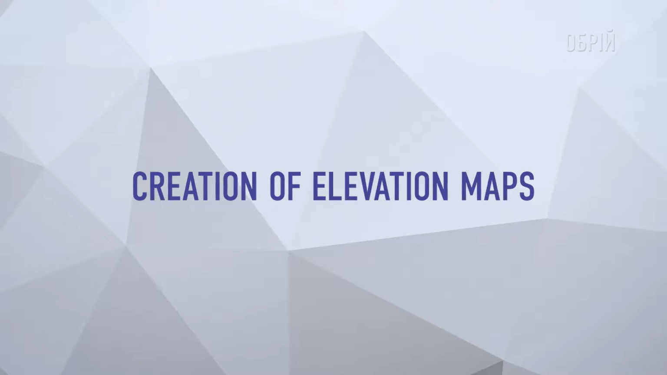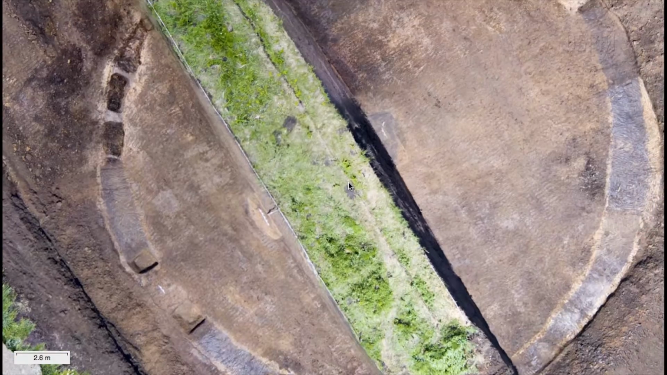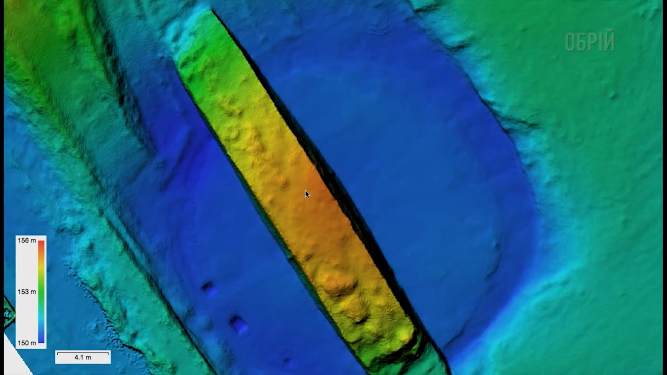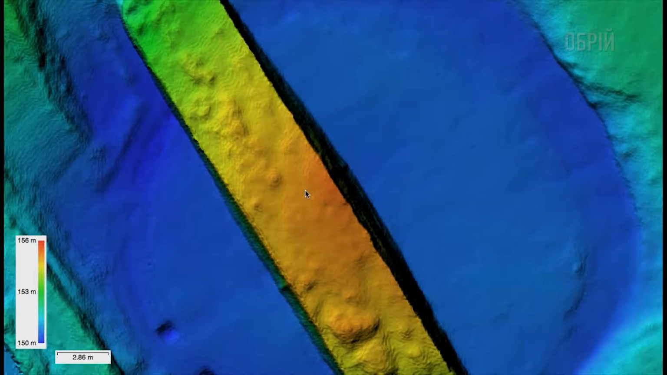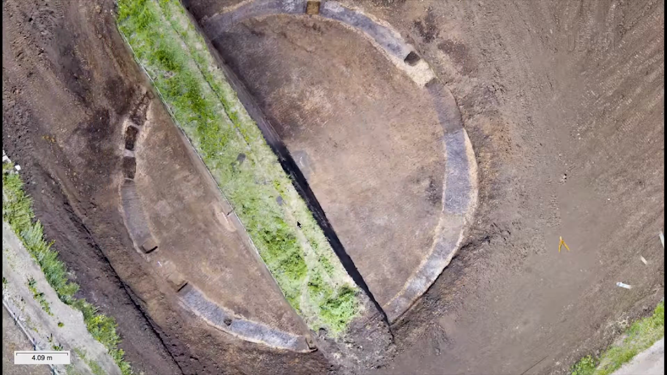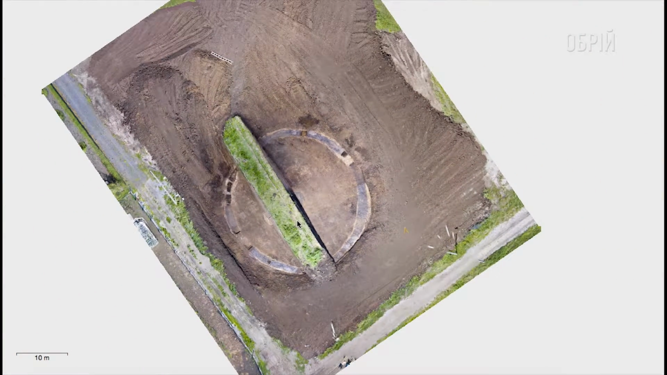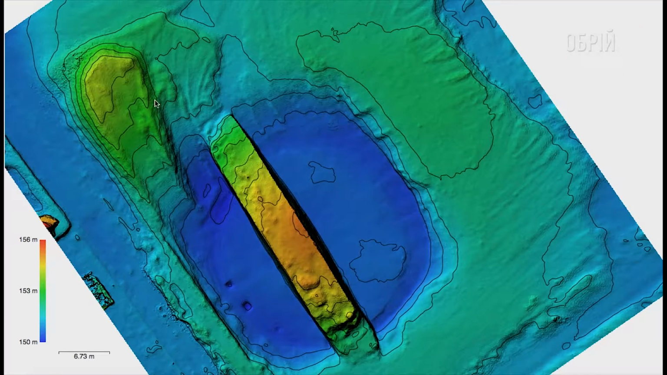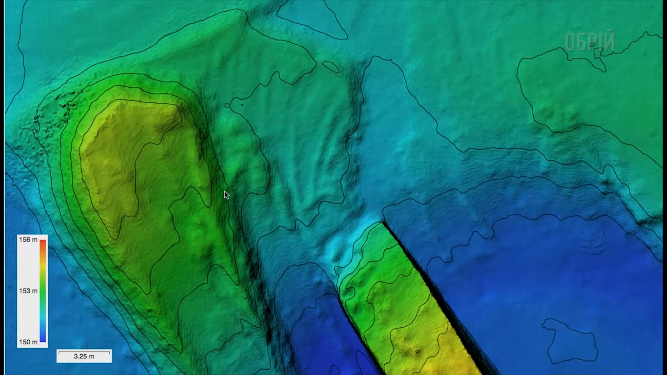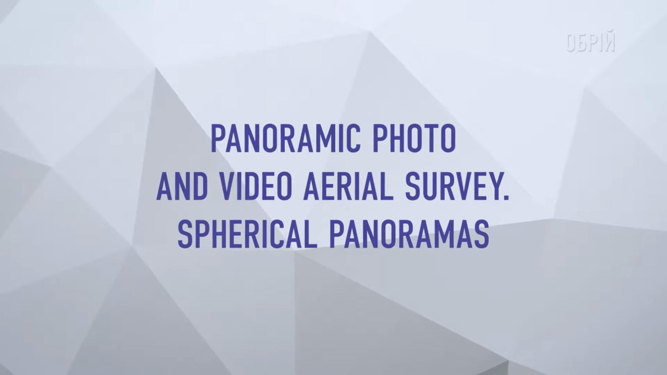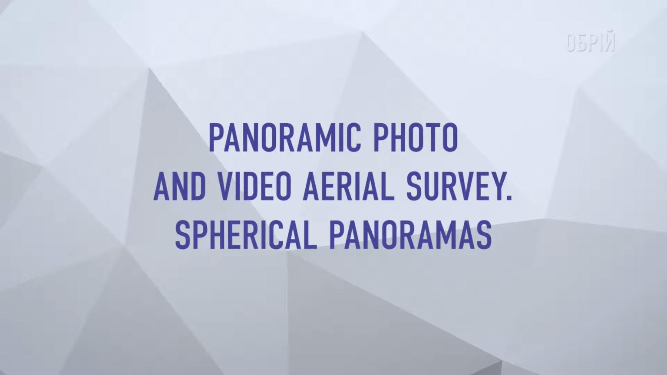Creation of elevation maps. An elevation map is a map of terrain where terrain heights are color-coded. The first glance at the map allows to easily determine the features of the terrain, microterrain, and their important nuances. We use this technology to search for unknown archaeological monuments. An elevation map makes it possible to build a system of isolines, which connect the points of the same height in the map. Panoramic photo and video aerial survey.